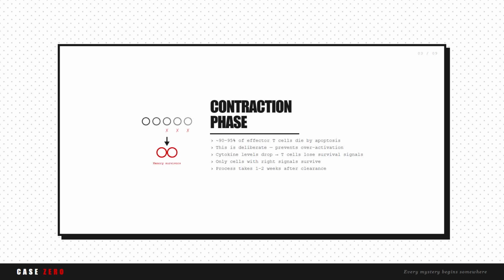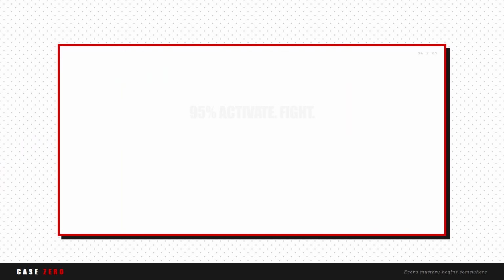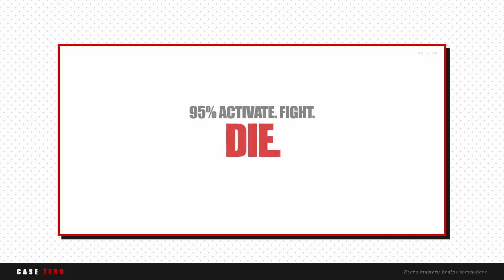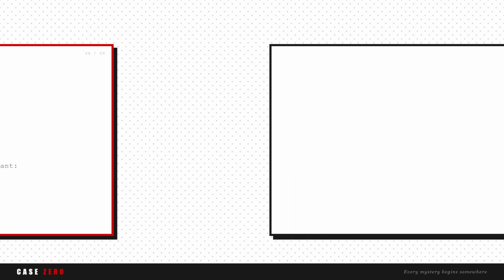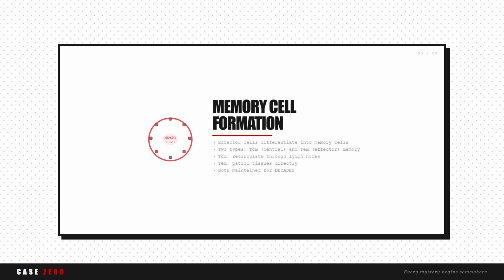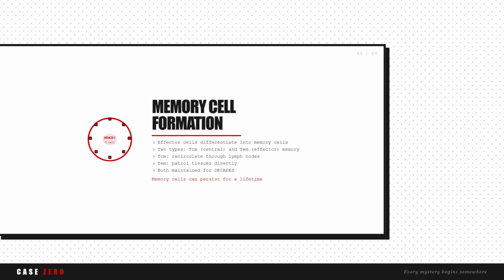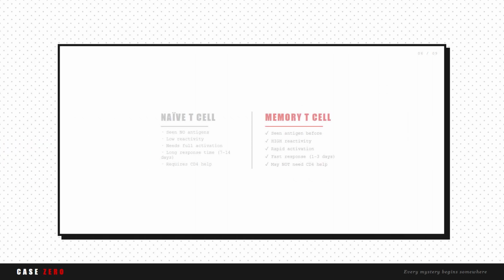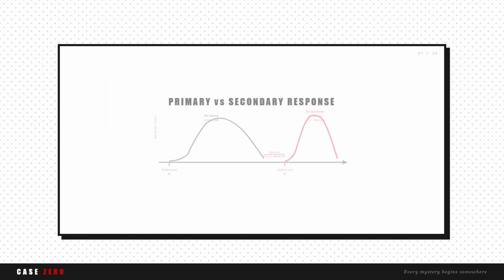A small fraction, approximately 5 to 10%, survive as long-lived memory T cells. Memory cells are phenotypically and functionally distinct from naive T cells. They have lower activation thresholds, respond more rapidly, and produce effector molecules faster on re-exposure to antigen. A naive T cell encountering a pathogen for the first time requires 5 to 7 days to mount a full response. A memory T cell responds within hours.